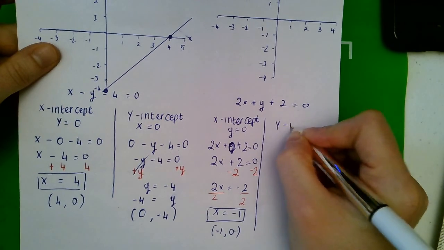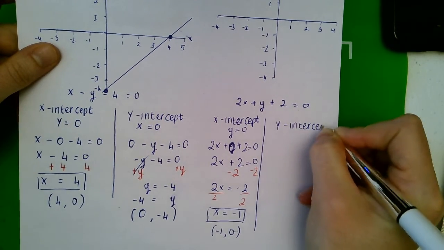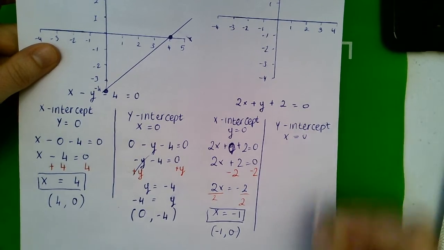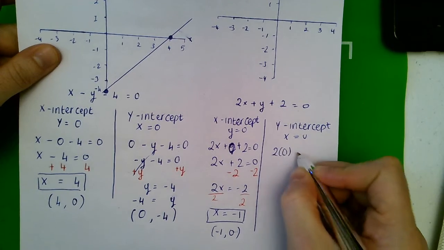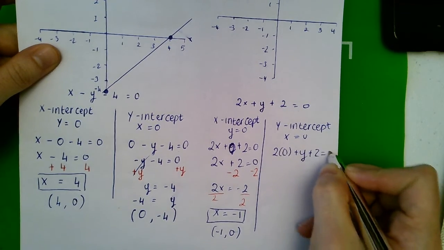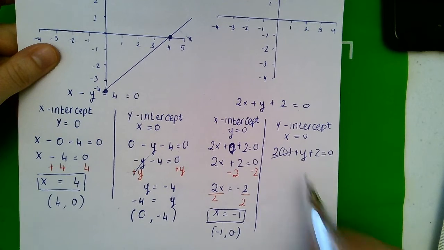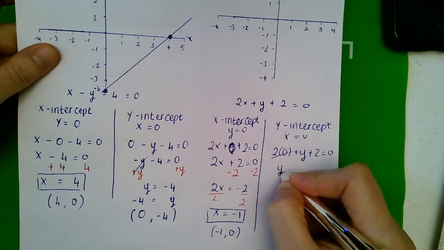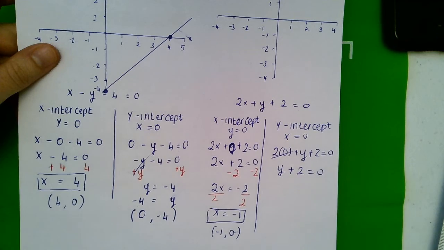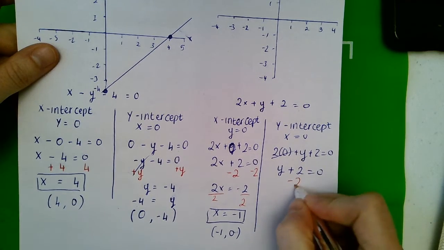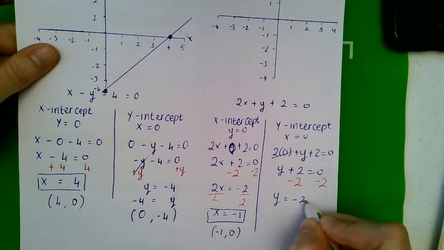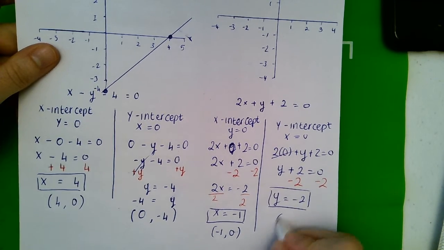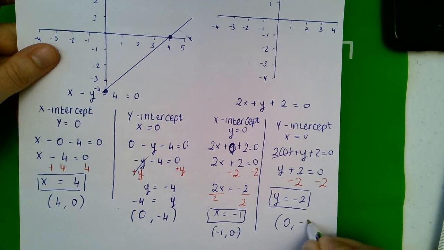Similarly, we're going to find the y-intercept by letting x equal 0. Wherever we have an x, we're going to sub in 0. So we have 2 times 0 plus y plus 2 equals 0. The first term will be gone because 2 times 0 is just 0, so we're left with y plus 2 equals 0. Then we want to get rid of that 2, so we take 2 away from both sides. What we have then is y equals minus 2. The coordinate of that point then is 0, minus 2. So when x is 0, y is minus 2.